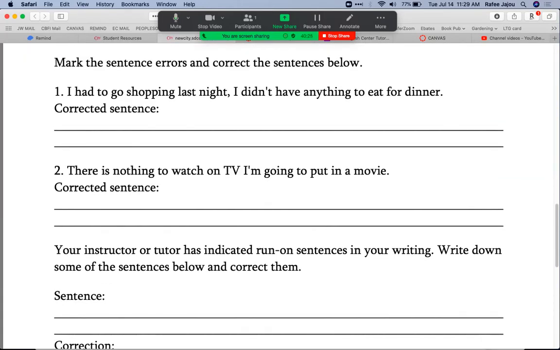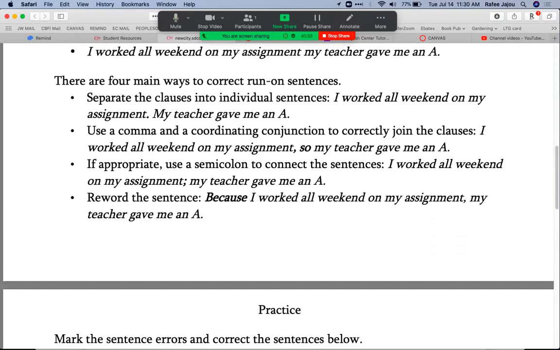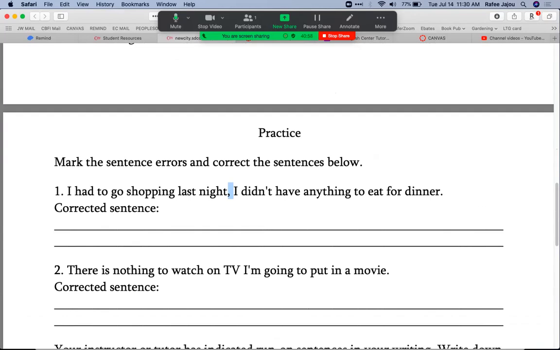Let's practice. Look at this. What do we got? A run-on. How do we know? Subject, verb, complete idea. Subject, verb, complete idea, but they're joined incorrectly. How do we fix that? Remember your 4 choices? I'm going to pick 1. Period. I had to go shopping last night. Period. I didn't have anything for dinner. Done. Fixed. Option 2. I had to go shopping last night, comma, and.